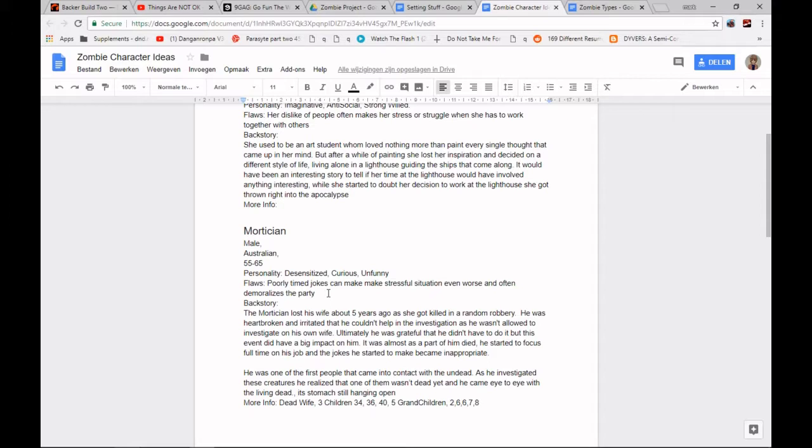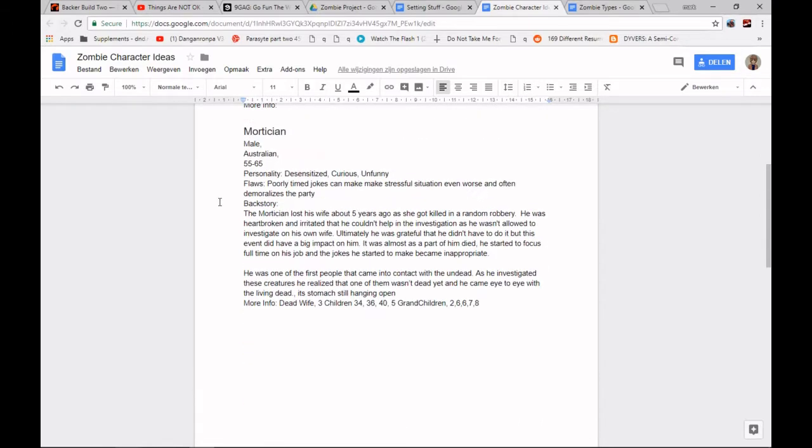Backstories. The Mortician lost his wife about 5 years ago. His backstory is, by the way, a little bit longer because he's older. She got killed in a random robbery. He was heartbroken and irritated and couldn't help the investigation as he wasn't allowed to investigate on his own wife. Ultimately, he was grateful that he didn't have to do it, but this event did have a big impact on him. It was almost as if a part of him died. He started to focus full time on his job, and the jokes he started to make became inappropriate.